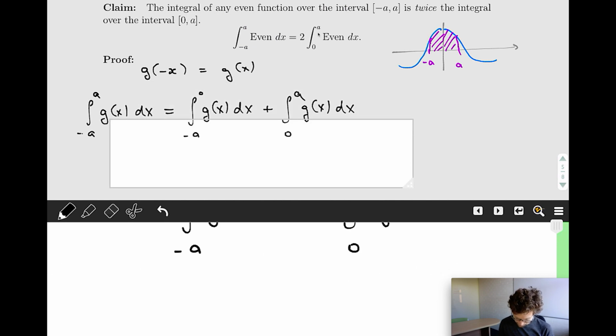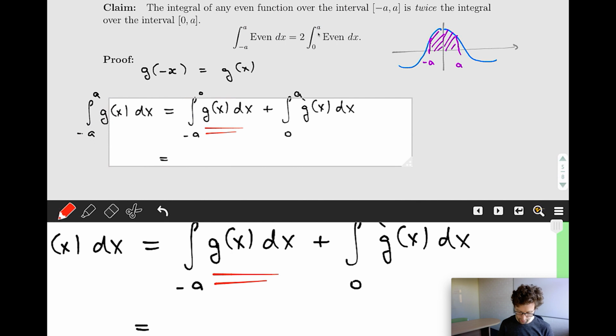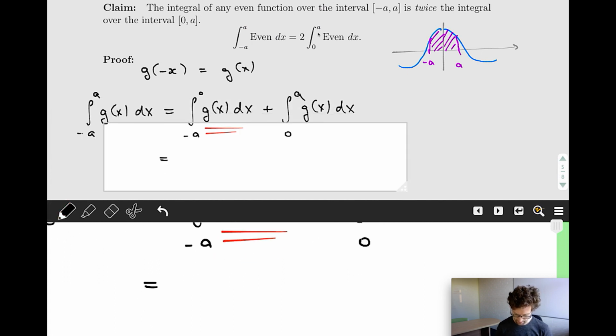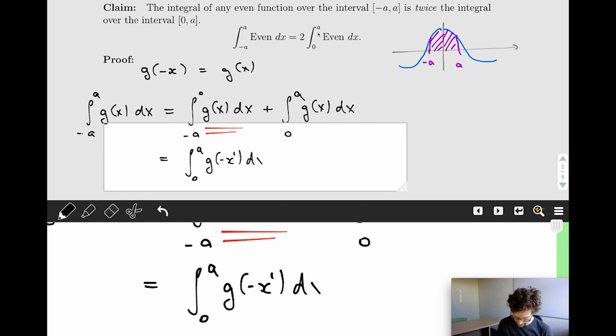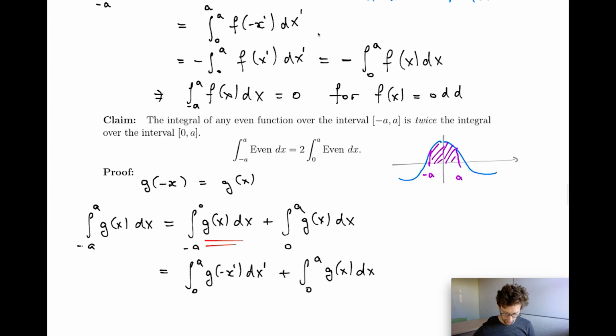We're going to use the same result that we had before for this expression here, because what we had up above was just a change of variable, right? It was an integration by substitution. So I can use that result in here to get the integral from 0 to a of g of minus x prime dx prime plus the integral 0 to a of g of x dx. So again, all I'm doing there is using the result that we had at this point here.